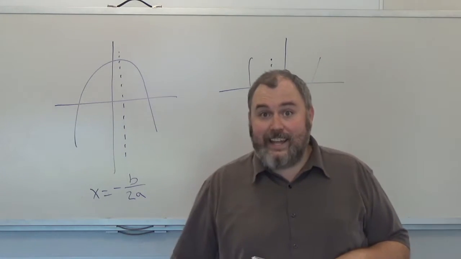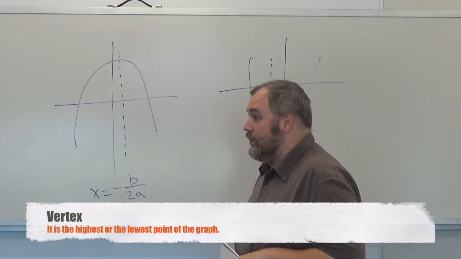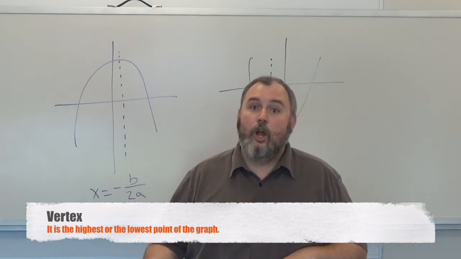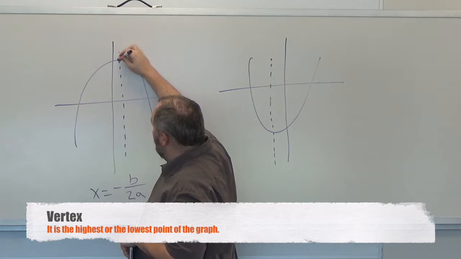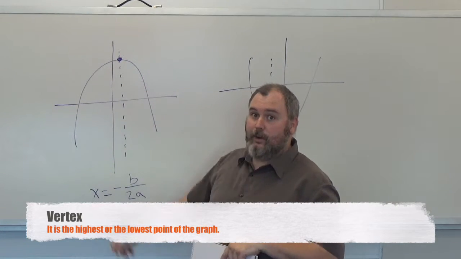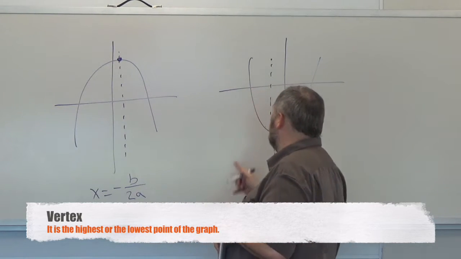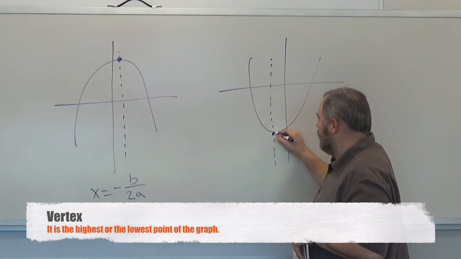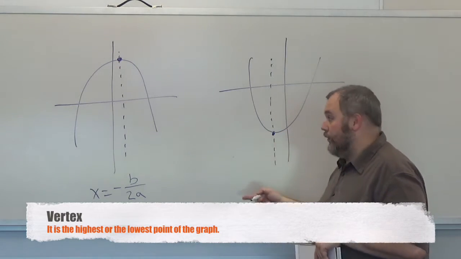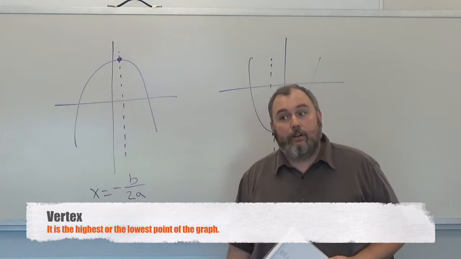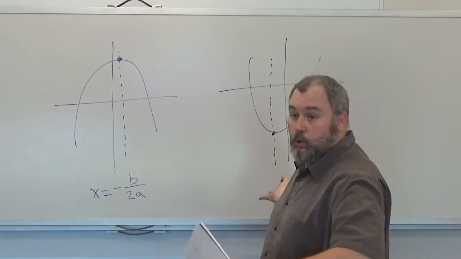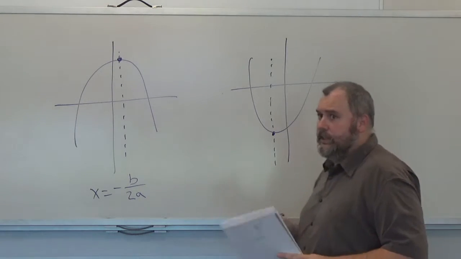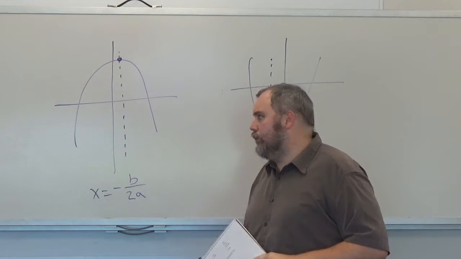Alright, so the vertex is simply this. It's either the highest or the lowest point of the graph. This part right here is the highest part of this graph. That's my vertex. This point right here is the lowest point of this graph. That's my vertex. So the vertex is either the highest or the lowest point of the graph, depending on the graph.